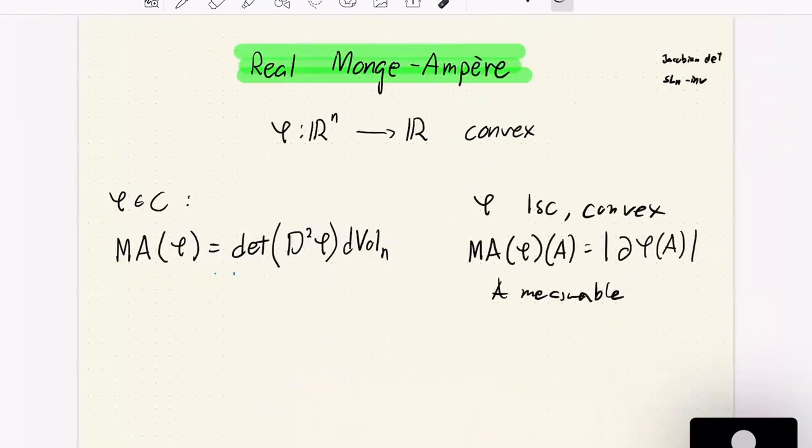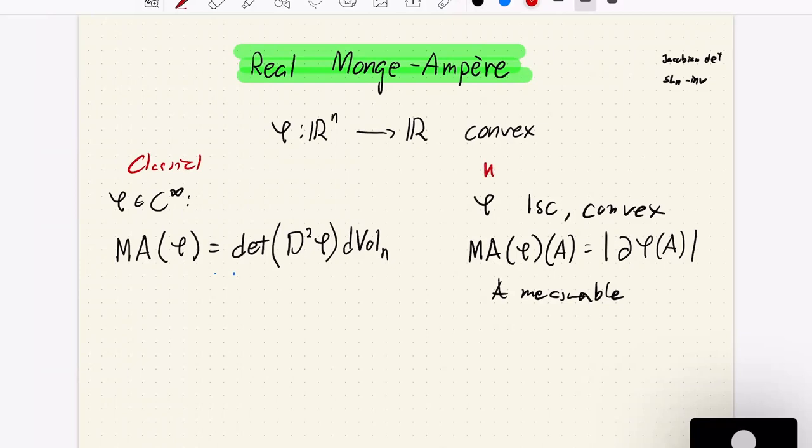Okay, so what is the real Monge-Ampère equation? When you talk about the real Monge-Ampère equation, you usually start with a convex function defined on R^n or a subset of R^n. Let's say that your function is smooth. Then you define the real Monge-Ampère as the determinant of the second derivative of your function. And I'm adding a volume form here because I want my real Monge-Ampère to be a measure. So this is the classical definition.